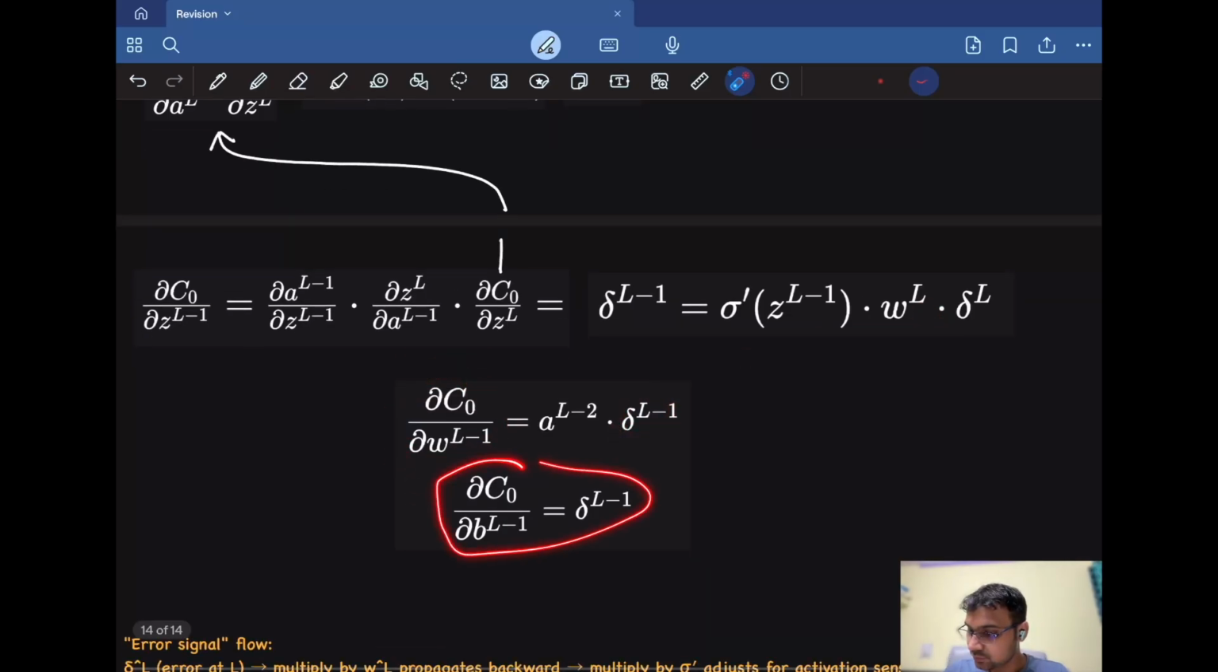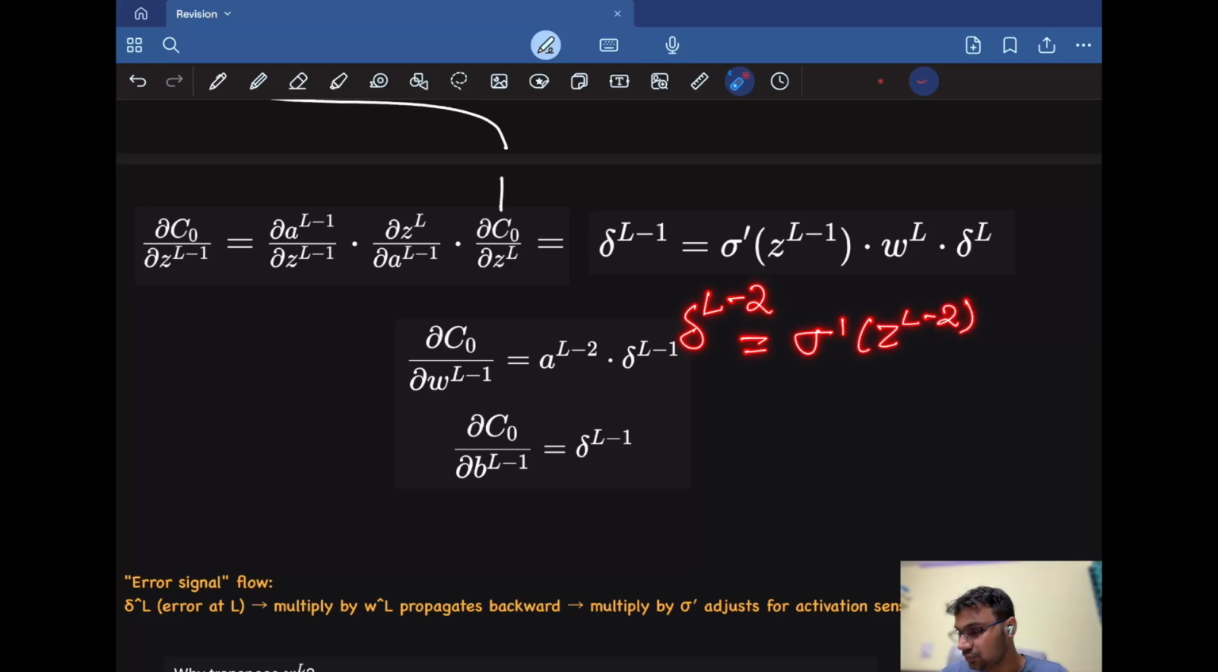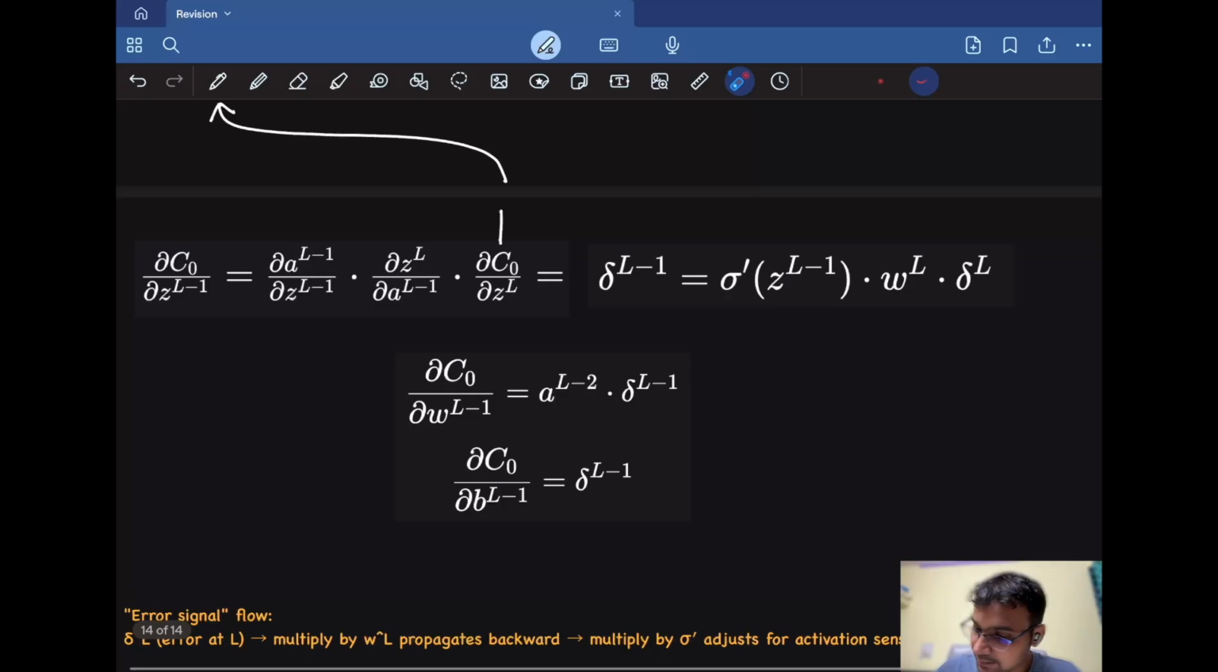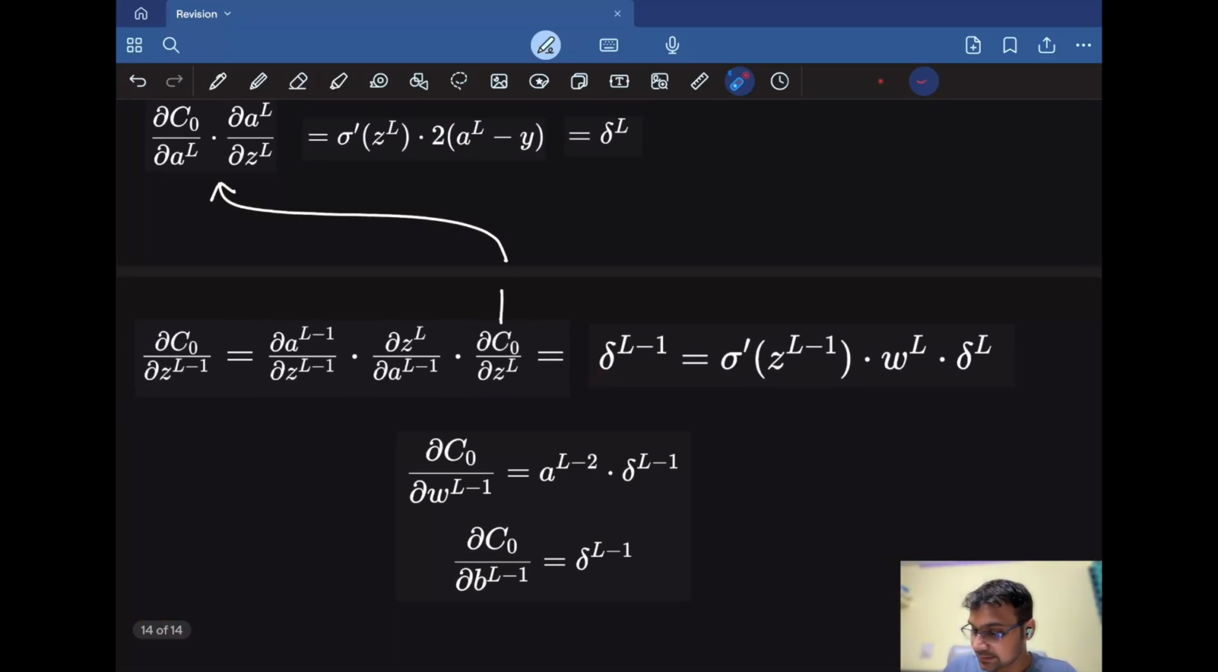Similarly, this is all that is in backpropagation. If we have to calculate for L minus 2, we can use the sigmoid derivative of Z L minus 2, and then WL minus 1 and delta L minus 1, which we already know from when we calculated the previous layer. So the error sensitivity of the previous layer can be calculated. This is also the error sensitivity which we have previously discussed with respect to ZL.